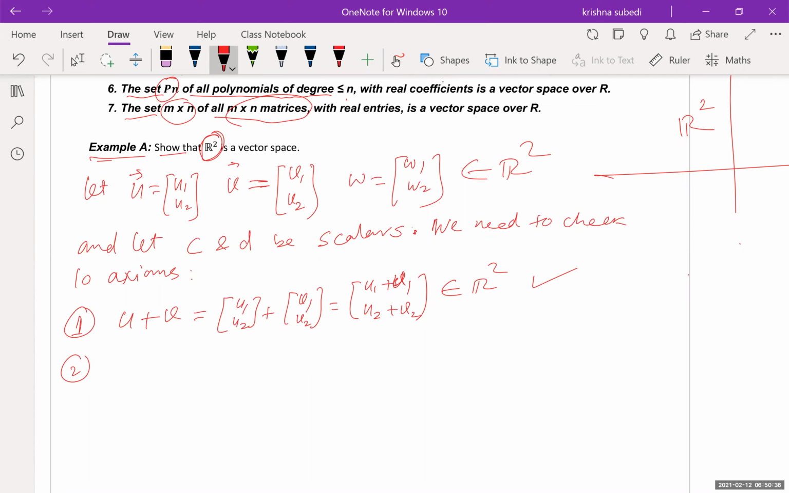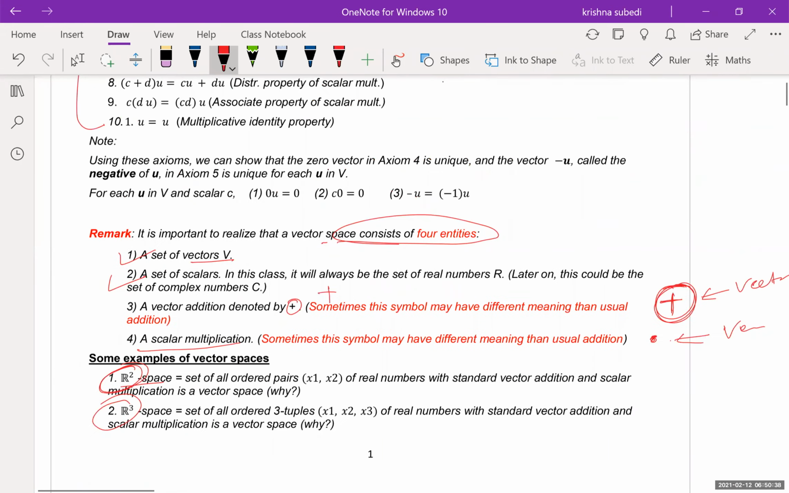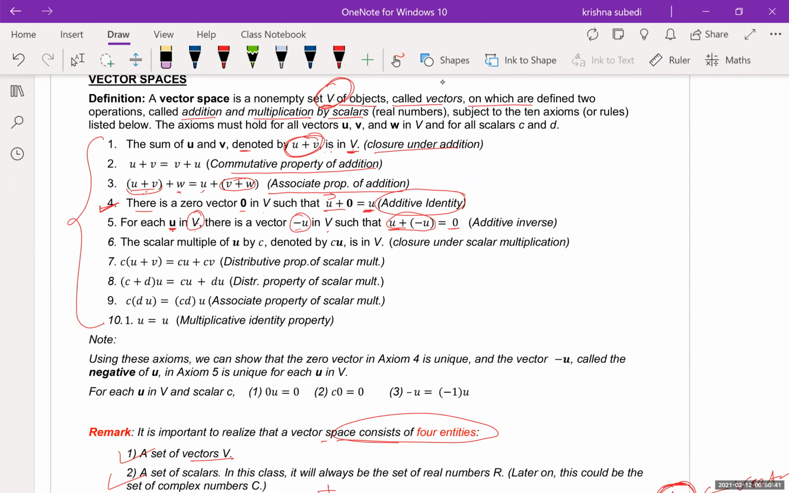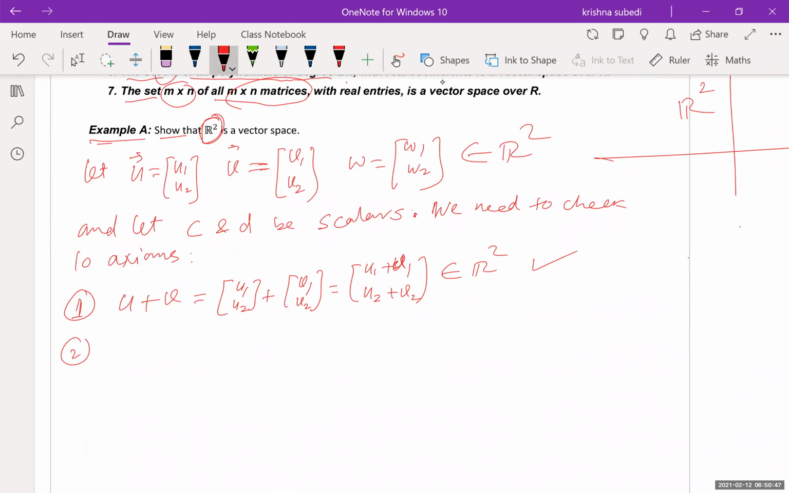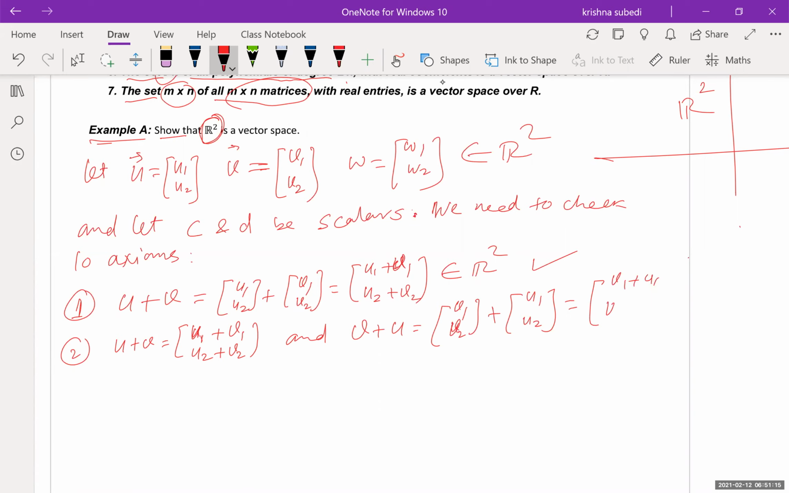Now let's look at the second property, second axiom. What is the second axiom? The second axiom is that u plus v and v plus u must be equal. We call it the commutative property. So let's look at that quickly. Let us find u plus v. We already found u plus v, which is u1 plus v1, u2 plus v2. And let us find v plus u. V is v1, v2 plus u is u1, u2, which gives me v1 plus u1 and v2 plus u2.